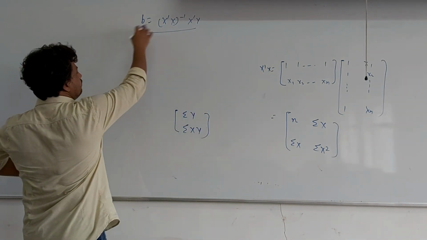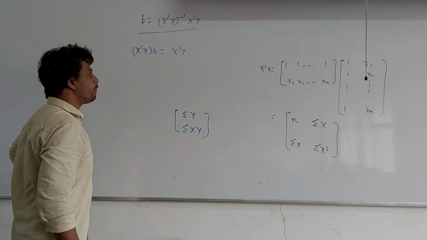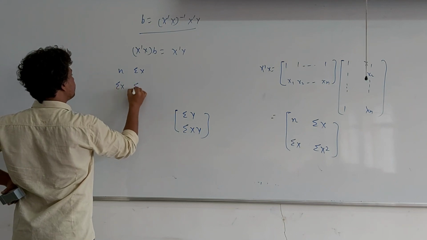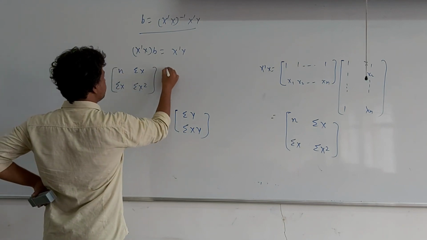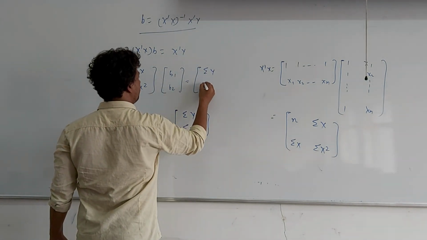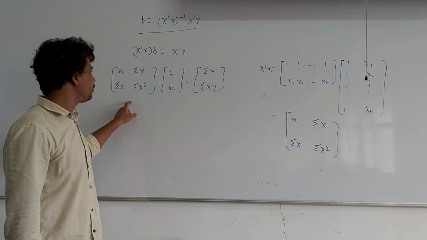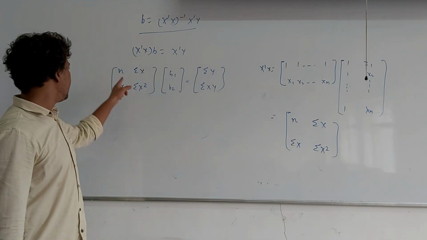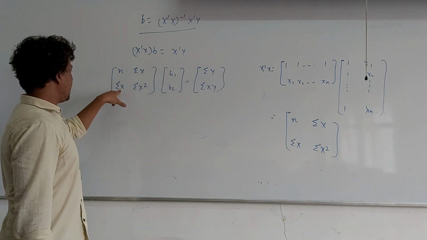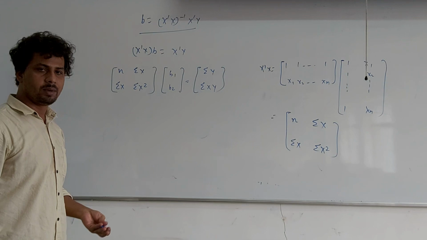Now, X transpose X is n, summation x, summation x, summation x square. B is nothing but your b1 and b2, and X transpose Y is this term. I'm sure now you understand this. It will be familiar to you if you write it in equation form. So these are your normal equations: n times b1 plus b2 times summation x is equal to summation y. And b1 times summation x plus b2 times summation x square is equal to summation xy. So these are the two normal equations that you have.